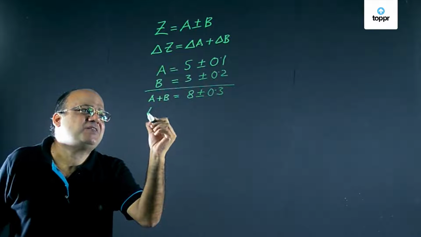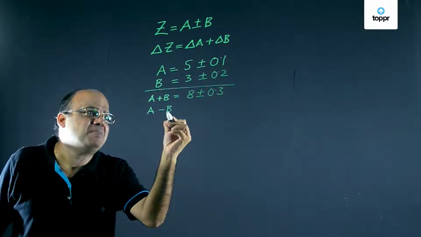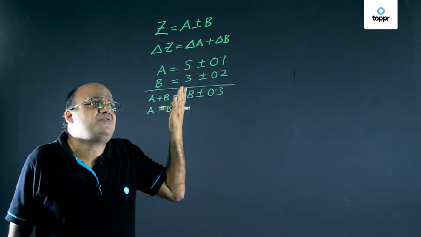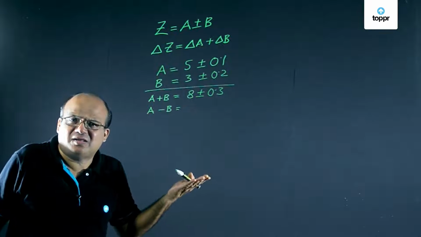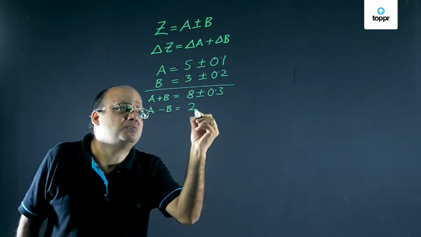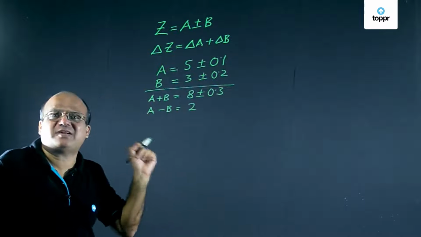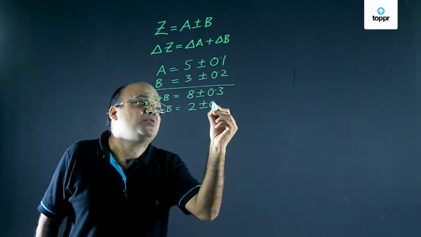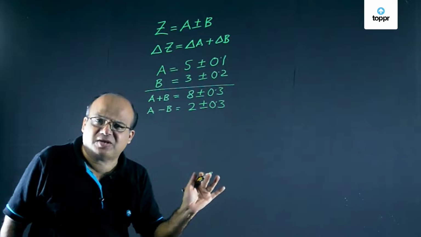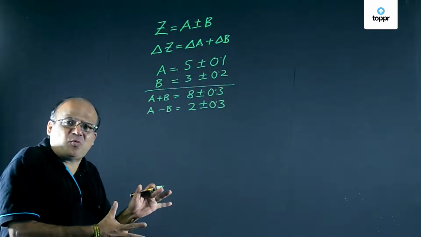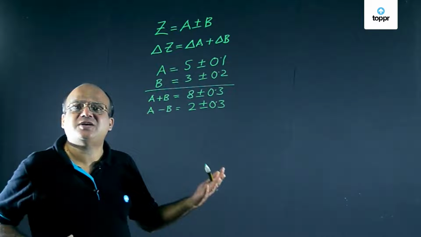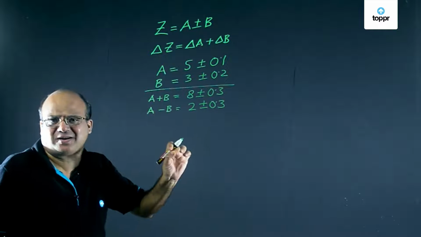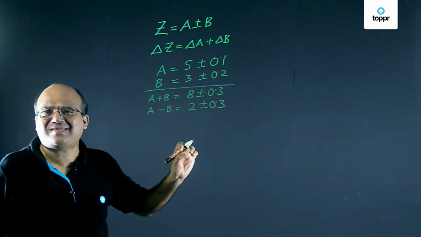Now what is A minus B here? A minus B, we have to do the subtraction operation. So we subtract 5 minus 3. So what do you get? 2. But the errors will not get subtracted. Errors will still get added, then we'll get plus minus 0.3. So this is how we handle errors in addition or subtraction. Remember, errors are never subtracted. Errors are always added.